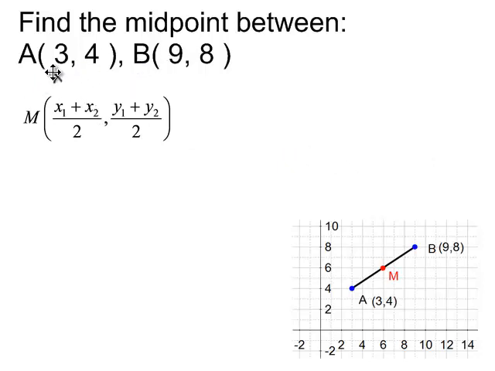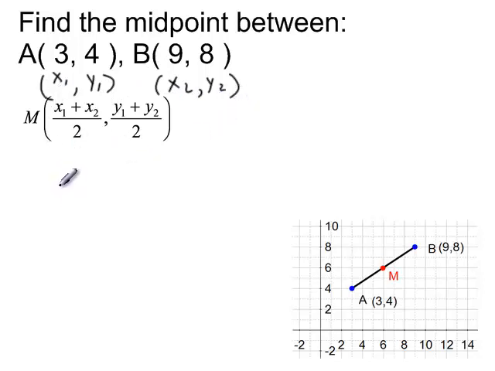This is our first point, so that's x sub 1 and that's y sub 1. And this is x sub 2 and y sub 2. It doesn't really matter which one you pick as first or second. You just have to be consistent. If you choose that these coordinates are the first and these are the second, then stick with it. So you just place the values into this formula.